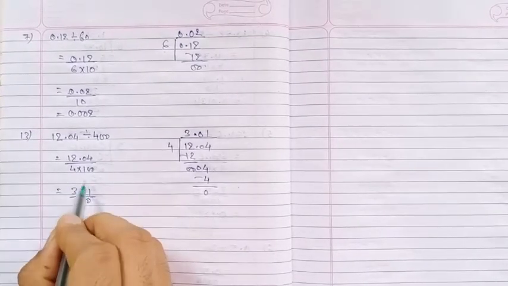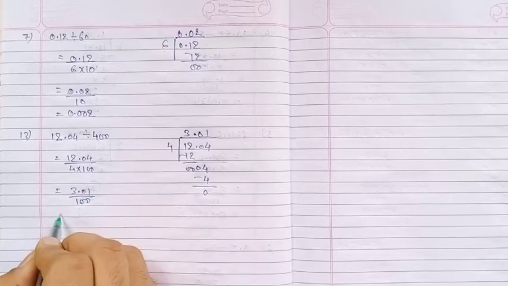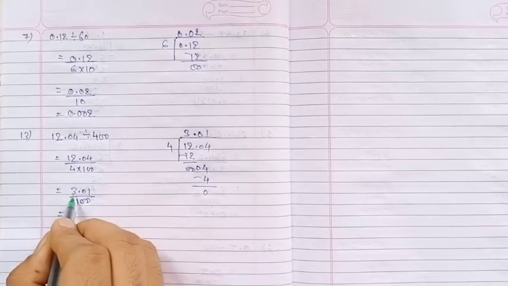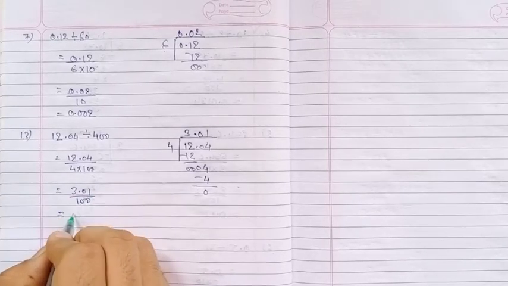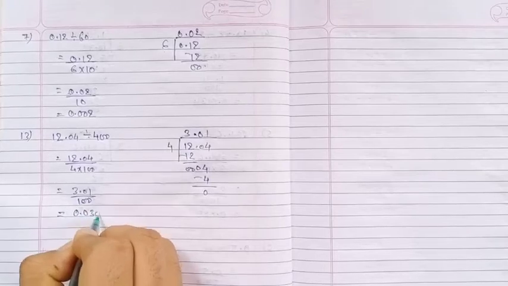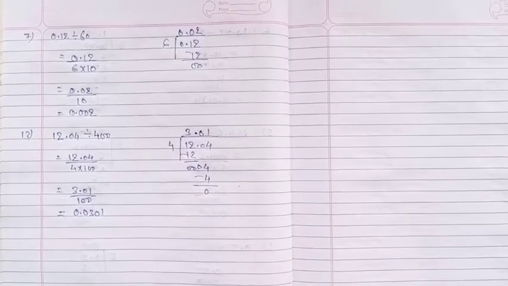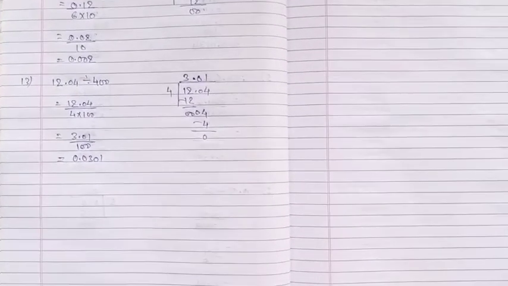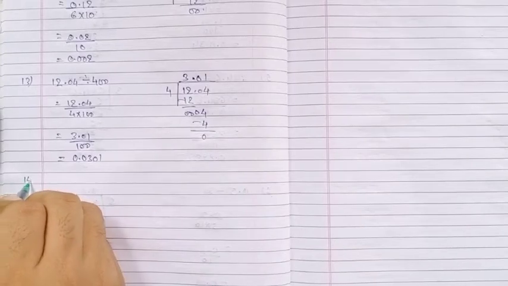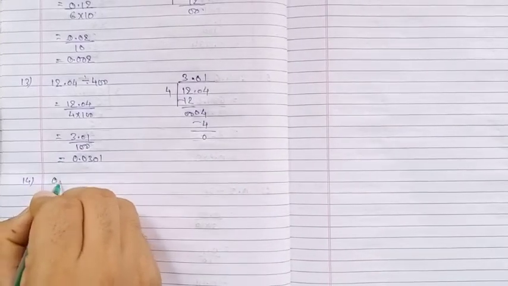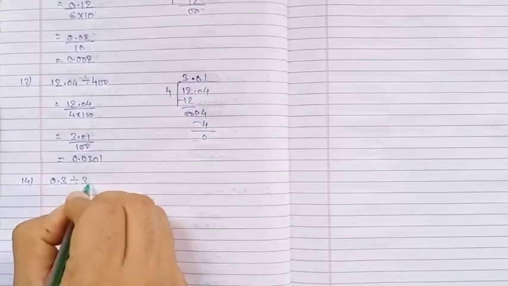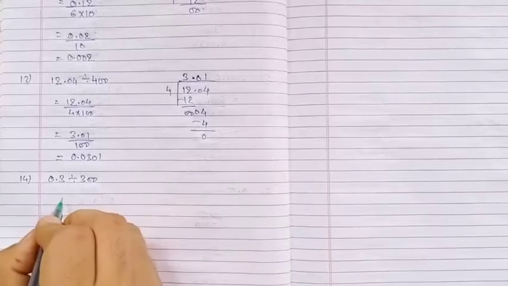But 2 zeros means we have to move 2 digits towards the left side, but we are having only 1 digit. So 1 zero will be added. So it will become 0.0301.